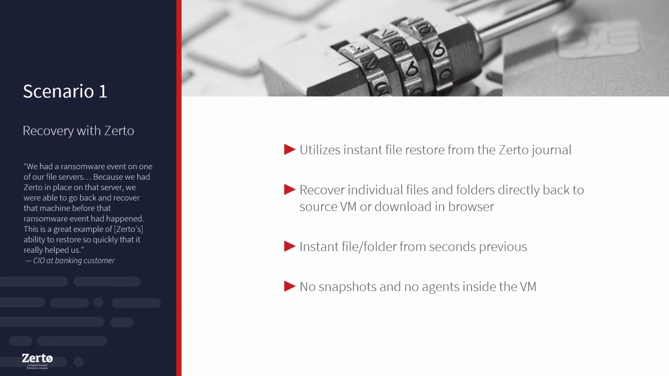To summarize, recovery in Scenario 1 utilizes instant restores from the journal for both files and folders. They can be restored directly to their source or downloaded via a browser. Since it's journal-based, the copy that's being restored can be seconds prior to an infection. And lastly, since Zerto uses continuous data protection at the hypervisor level, no agents and no snapshots are required to achieve this.